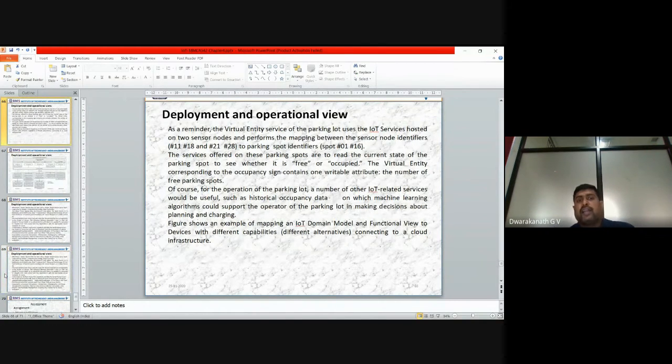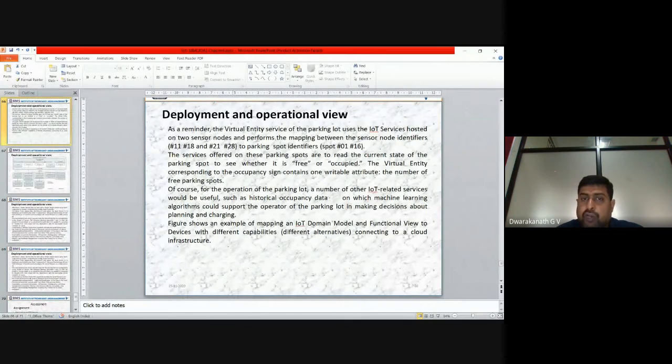Coming to the next slide. As a reminder, the virtual entity service of the parking lot uses the IoT services hosted on the sensor nodes and performs the mapping between the sensor node identifiers. Whatever services it wants, I will identify the sensors, either a virtual entity or a physical entity, and how the services should be handled. The services offered on these parking spots read the current state of the parking spot to see whether it is free or occupied.